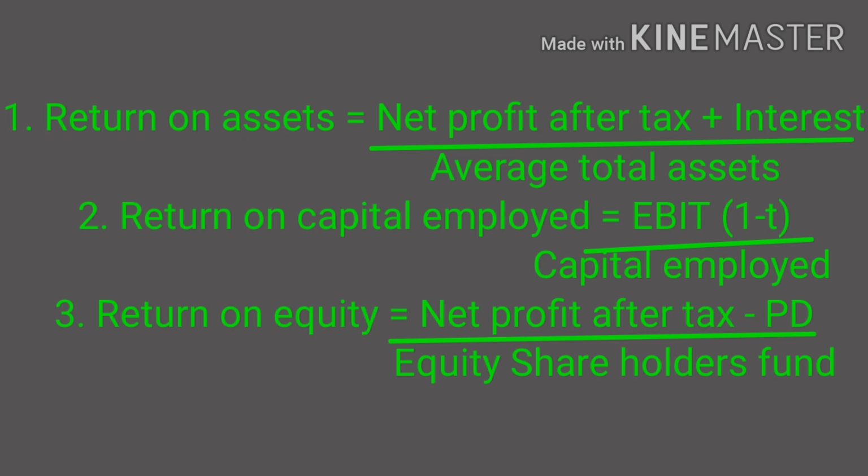Return on capital employed is equal to EBIT, or earnings before interest and tax, into 1 minus T divided by capital employed. Here the capital employed is taken as total assets minus current liabilities, or fixed assets plus working capital. Return on equity is calculated by net profit after tax minus preference dividend divided by equity shareholders fund, that is amount available to the equity shareholders divided by the fund invested by them.